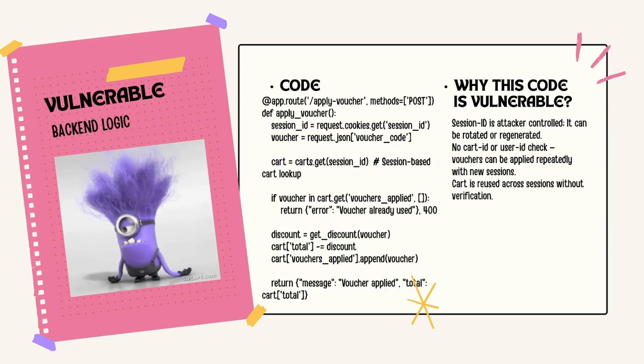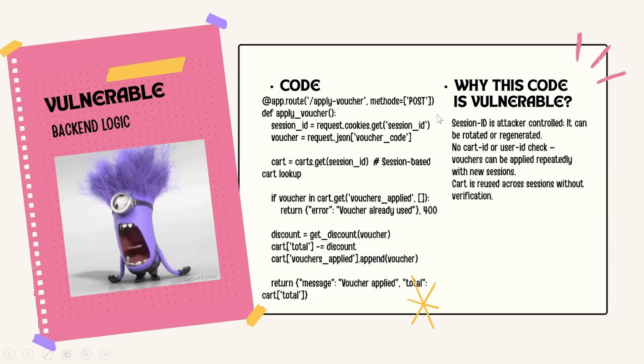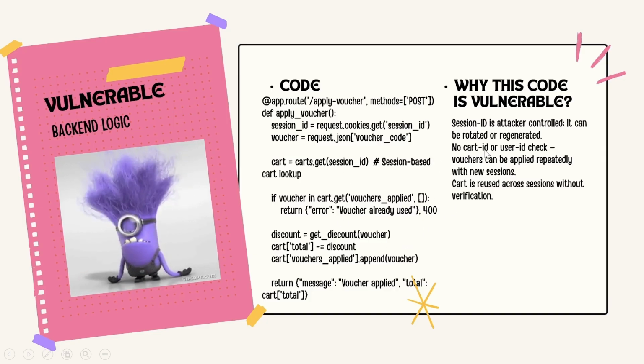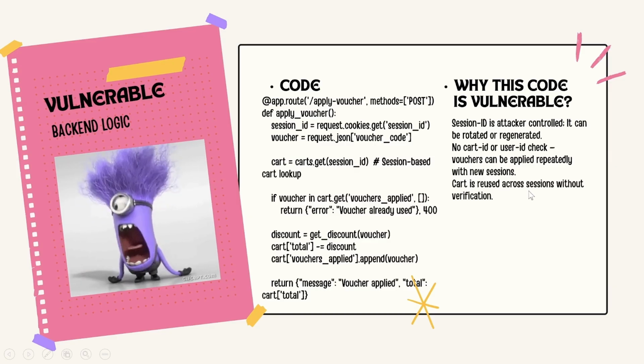so this is how this vulnerable code will look. If you can see here, you can see session id. This is what the user controls, the attacker controls, so he can insert any session IDs over here. And you can see there is no condition or check for validating the cart ID or user ID against the voucher, against the discount. So there is no validation over here. It should be there, and the cart is reused across sessions without verification.